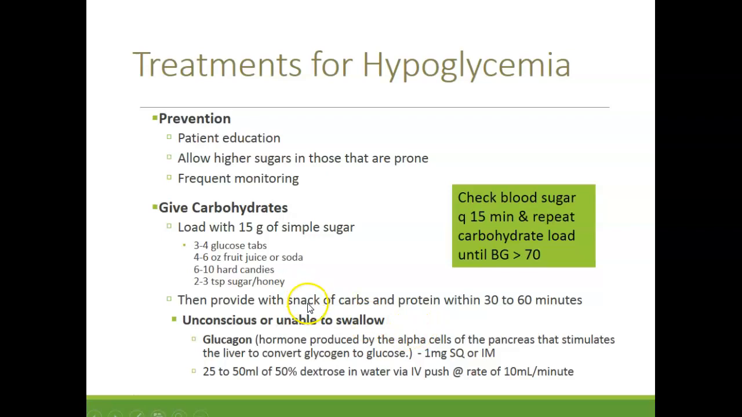If a patient is unconscious or unable to swallow, glucagon is what you'll give them. You're either going to give them sub-Q or IM. If the patient has an IV, you can give them 25 to 50 mLs of 50% dextrose in water via IV push at a rate of 10 mLs per minute.